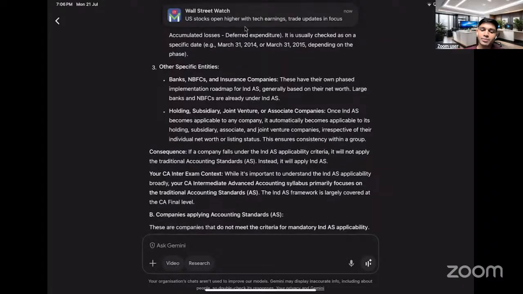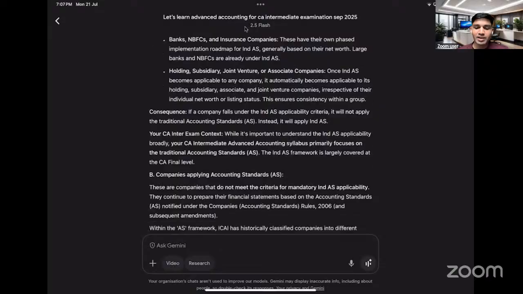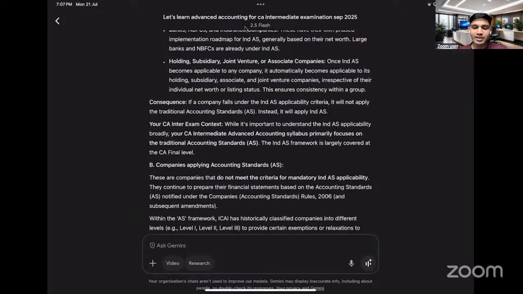Consequence: if a company falls under Ind AS applicability criteria, it will not apply the traditional accounting standards. Instead, it will apply Ind AS. In your CA Inter exam context, while it's important to understand Ind AS applicability broadly, your CA Intermediate Advanced Accounting syllabus primarily focuses on the traditional accounting standards, the AS, and the Ind AS framework is largely covered at CA Final level.